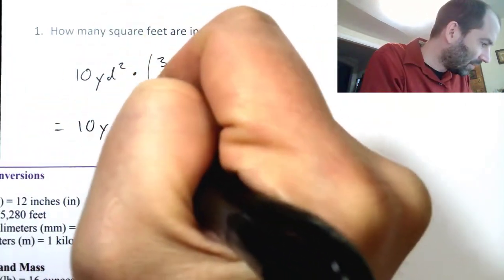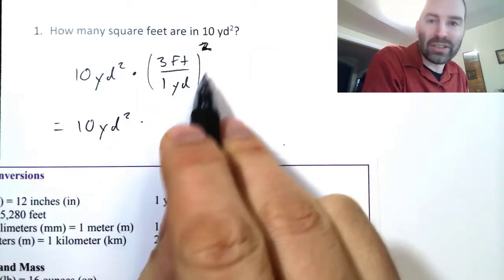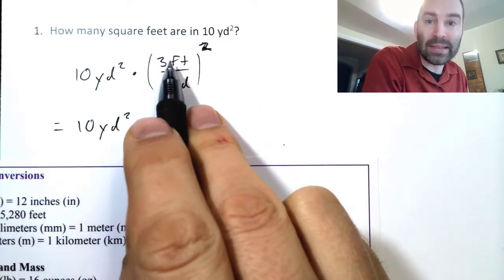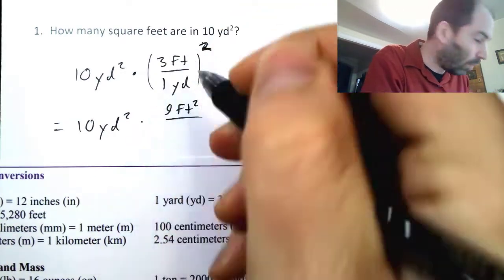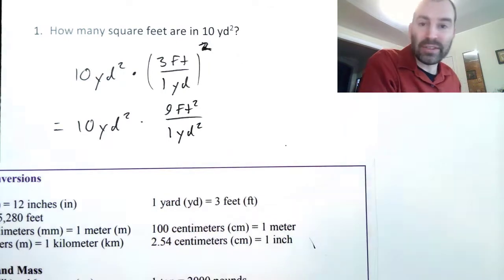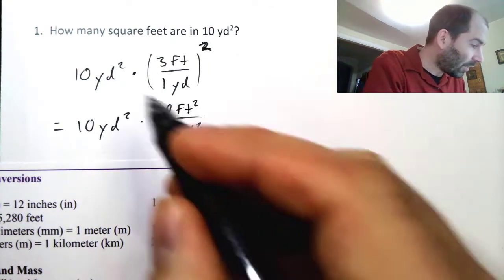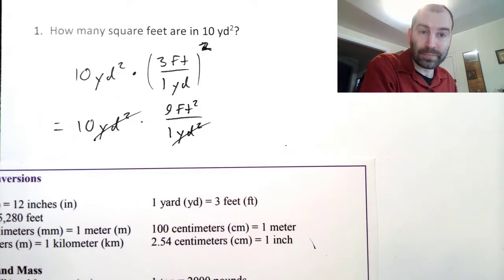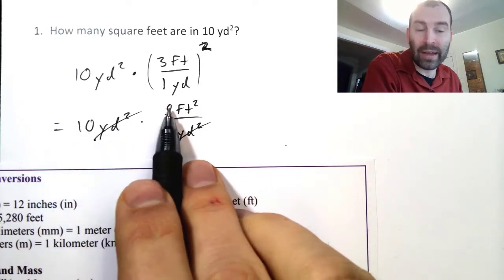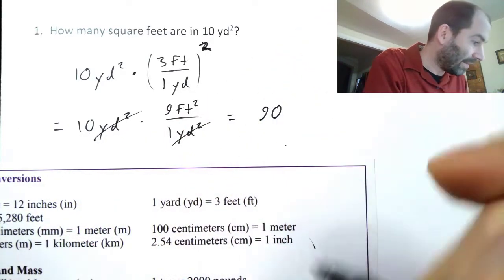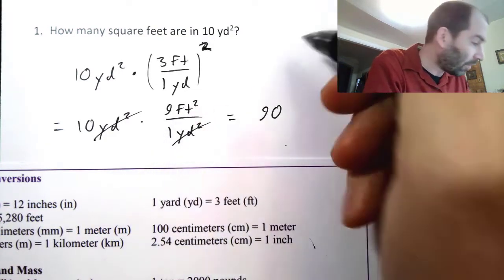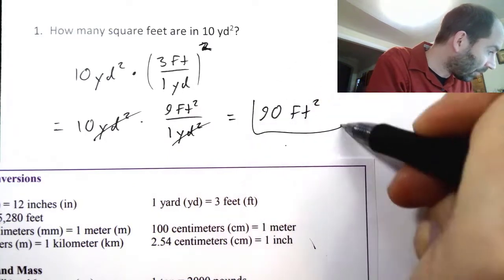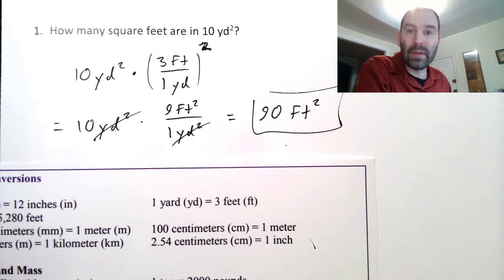I get 10 square yards times, well, when you square a fraction, you square the numerator and denominator. So you get 9 square feet divided by 1 squared is 1 square yards. And now I have square yards. Now they do cancel off. And what do I get? I get 10 times 9, which is 90. And I'm dividing by 1, and the only units left are square feet. And so there's our answer. 10 square yards is equivalent to 90 square feet.